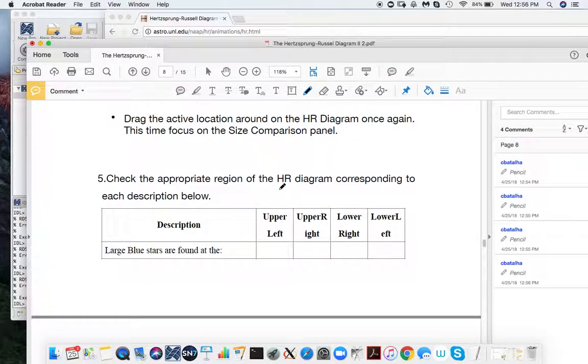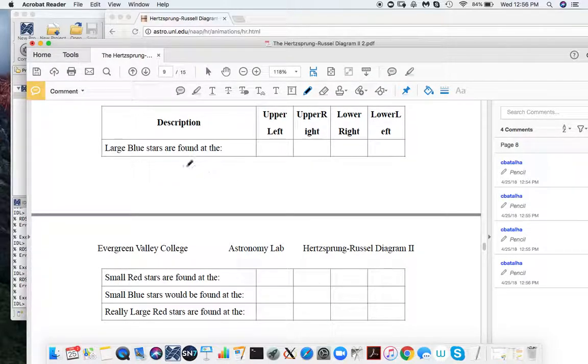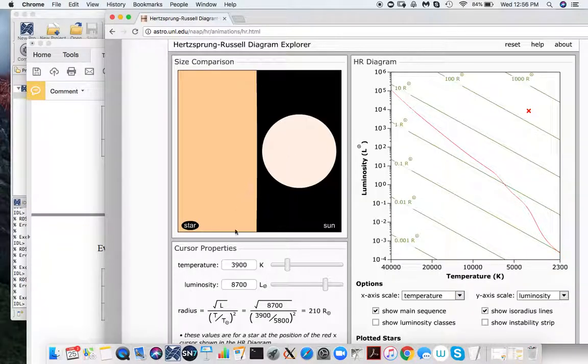Now, the other exercise is to check the appropriate region of the HR diagram corresponding to each description below. Large blue stars are found where? So go back there. Large blue stars. So large, you are talking about the top part. And blue, here they are. Right? See how big they are?